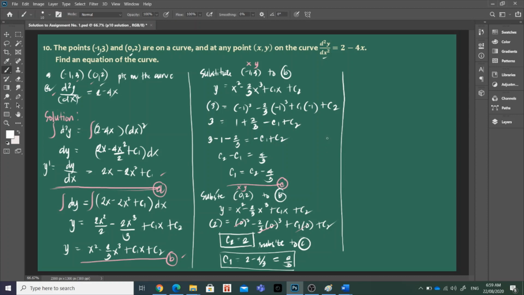So, now, meron na tayong c sub 1 and c sub 2. All we have to do is to substitute those constants dito sa ating equation B. So, y is equal to x raised to 2 minus 2/3 x raised to 3 plus c sub 1 of x plus c sub 2. So, y is equal to x squared minus 2/3 x cubed, c sub 1 is 2/3, so plus 2/3 of x, plus c sub 2 is 2.